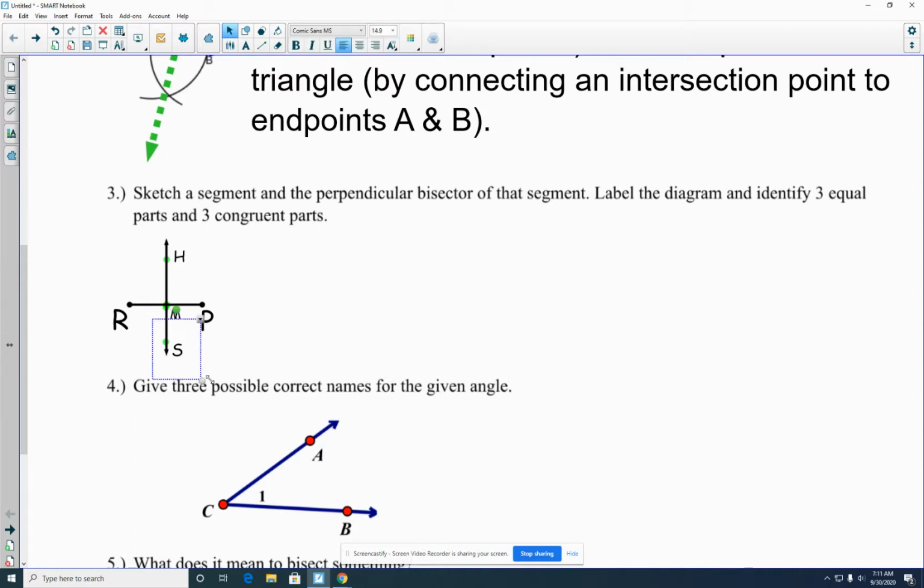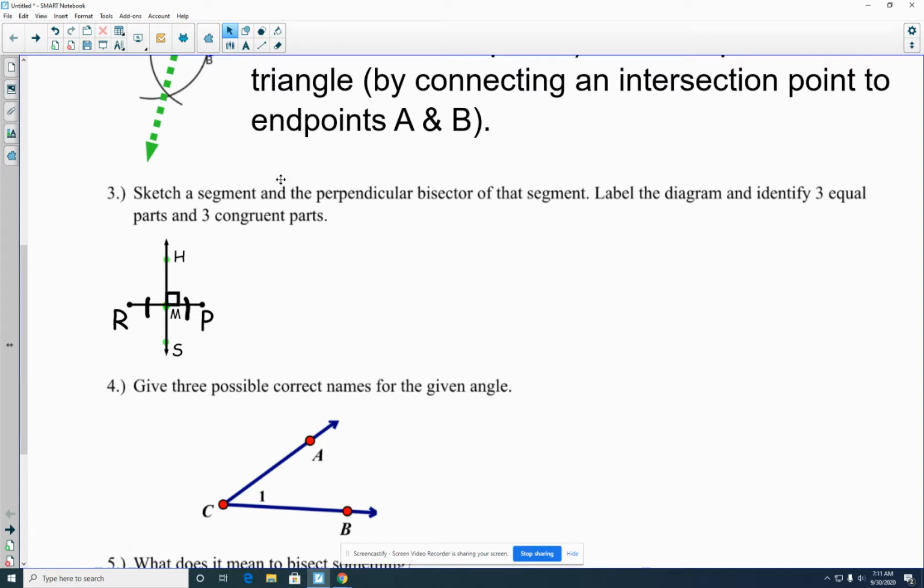Now, in addition to labeling all these points, I have to think about what a perpendicular bisector does. So I can mark up my diagram, right? We talked about if this is the perpendicular bisector, it takes RP and cuts it into two equal parts. So here are my two equal parts. I can mark that and that. Secondly, if it's perpendicular, I have 4 right angles. So I could add in that little right angle box right here.